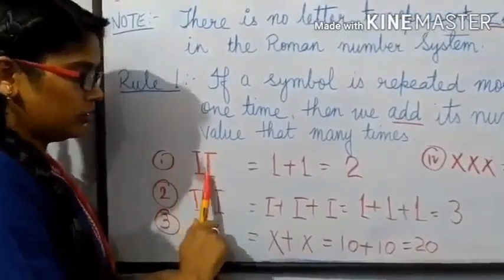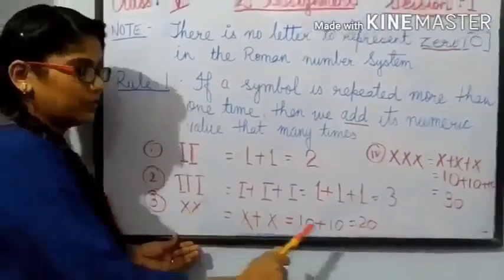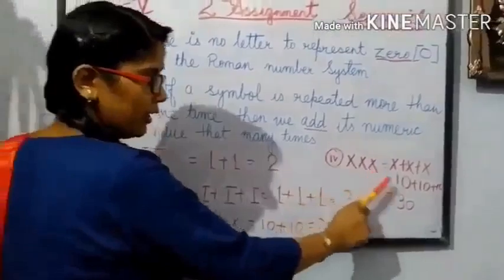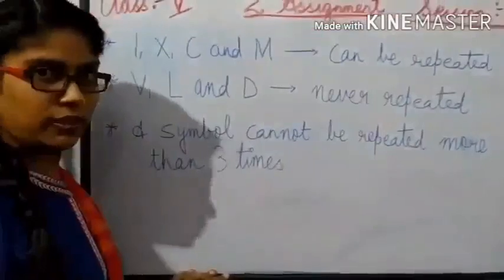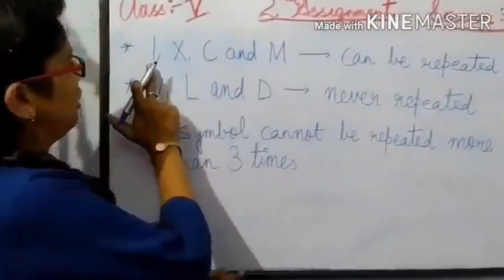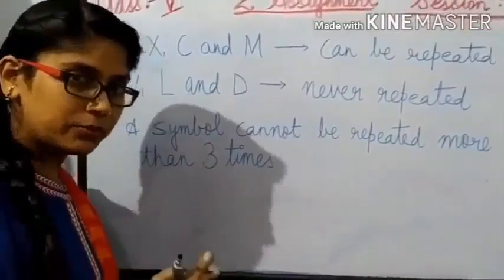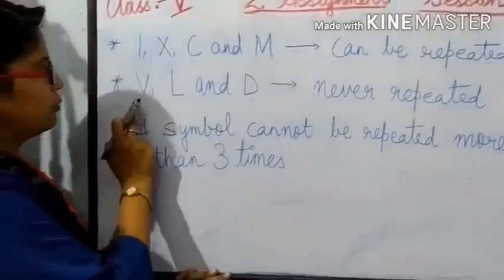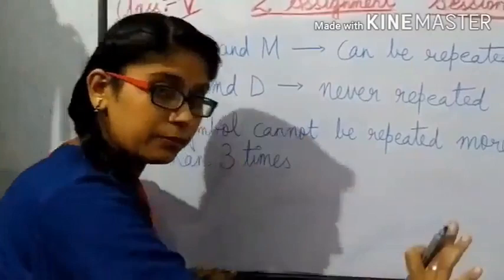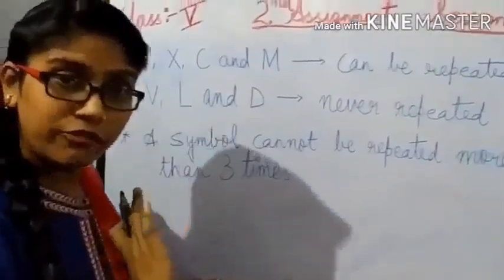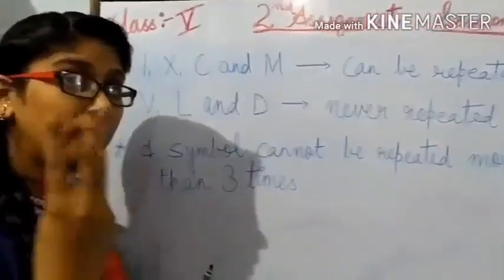Now see children, overall double I means 2, triple I means 3, double X means 20, and triple X means 30. Children, among the 7 letters of the Roman numerals, the letters I, X, C and M can be repeated. Okay. The next point is V, L, D. These 3 letters are never repeated. Now, a symbol cannot be repeated more than 3 times.